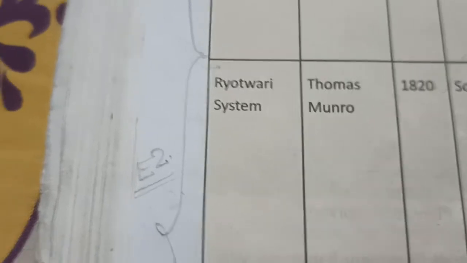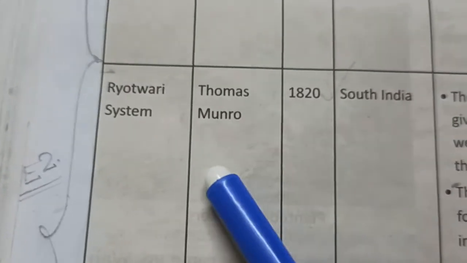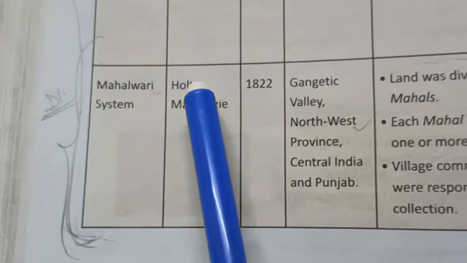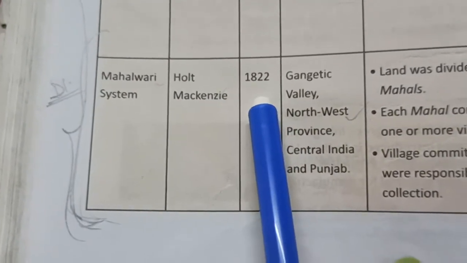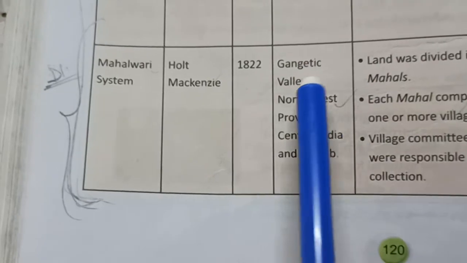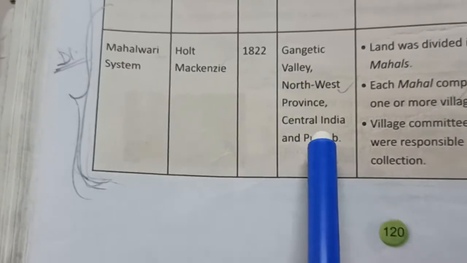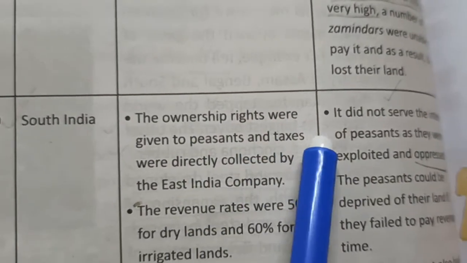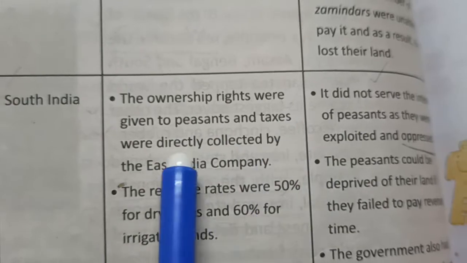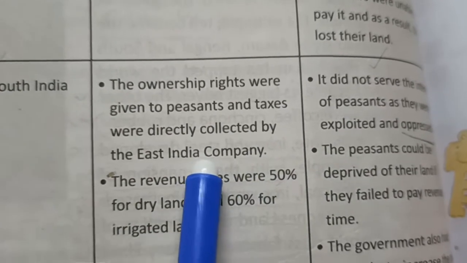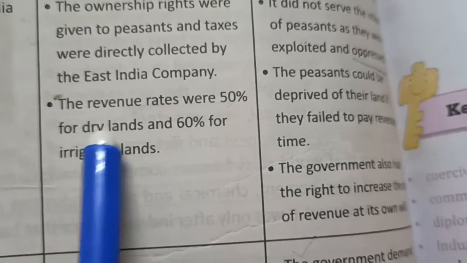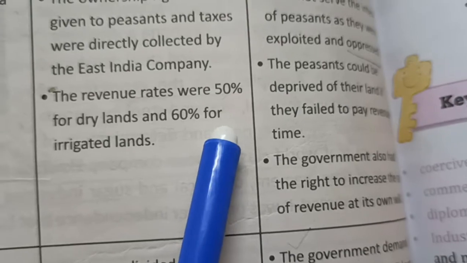Differentiation you have to write. Rayatwari system started by Thomas Munro in 1820. In which part of India? South India. Mahalwari system started by Holt Mackenzie in 1822. In which part of India? Gangetic Valley, Northwest Province, Central India and Punjab. Then in the Rayatwari system, the ownership rights were given to peasants and taxes were directly collected by the East India Company. The revenue rates were 50% for dry lands and 60% for irrigated lands.